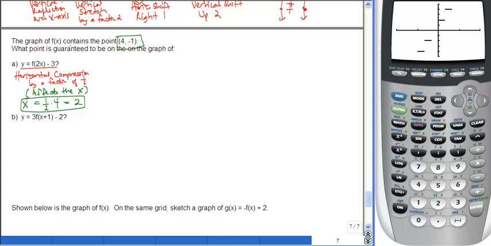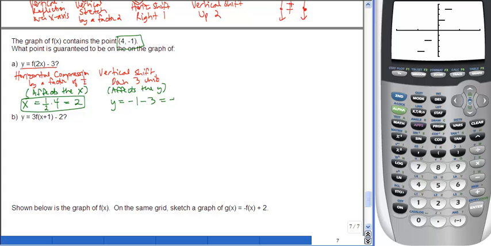Now we had another type of transformation as well, and that was from this minus 3. And this was on the outside. So it is a vertical shift down 3 units. And because that's on the outside and it's vertical, that affects the y's. So what's the original y value of our point? It's negative 1. And what are we doing to that negative 1? We're shifting it down 3, so we're subtracting 3 from it.